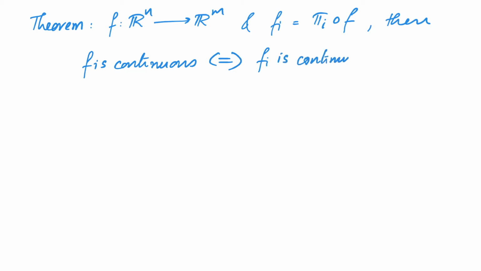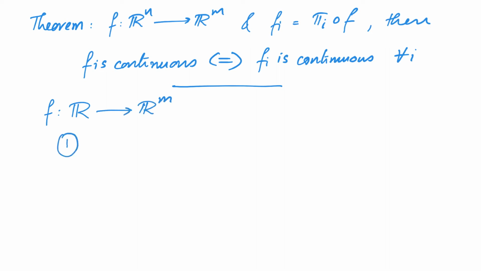Once we have this theorem, it enables us to come up with various examples of continuous functions from R to Rm. Why? Because we already know how continuous functions from R to R look like. And the above theorem tells that once you know them, we know continuous functions from R to Rm also.